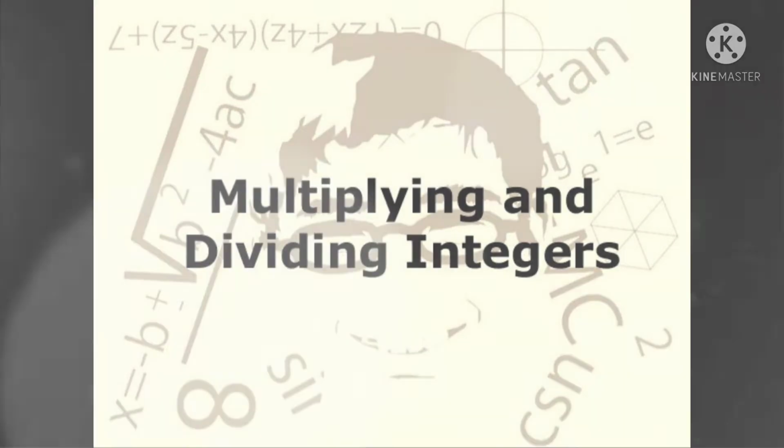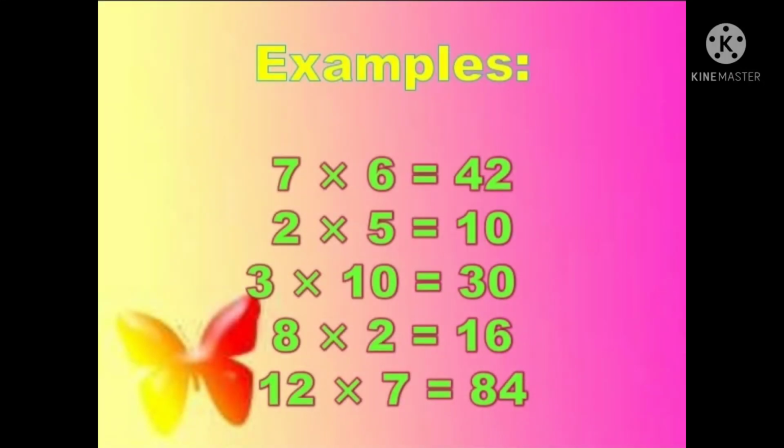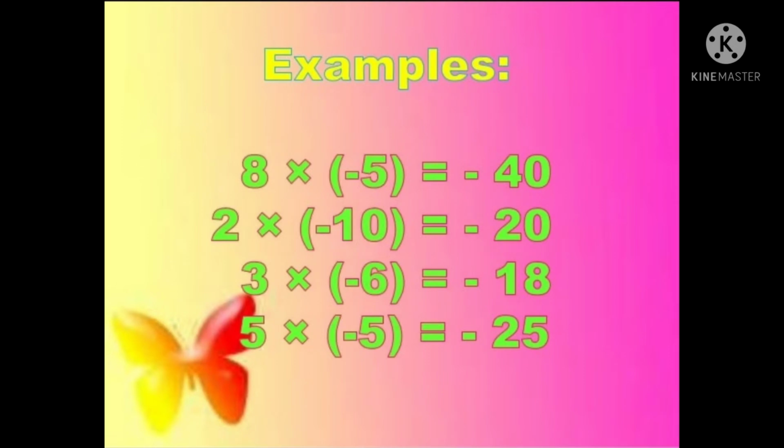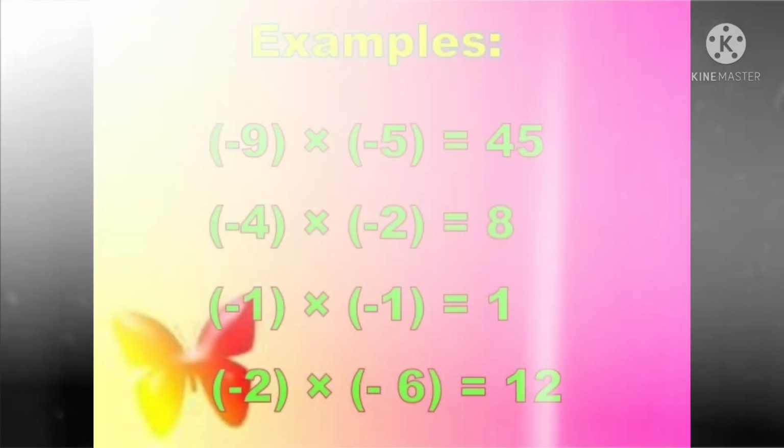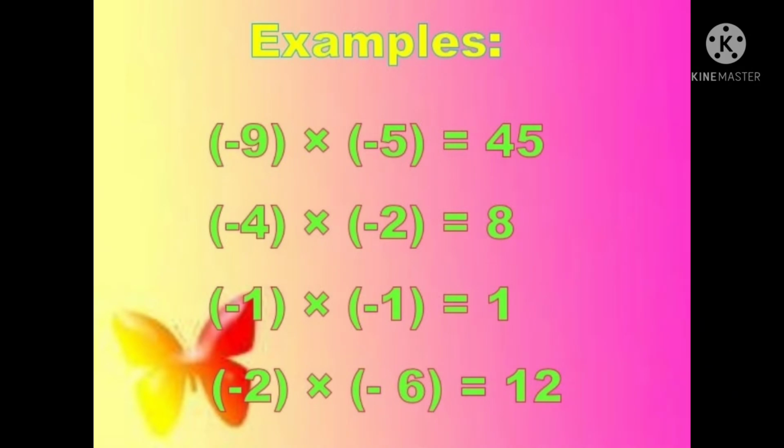Multiplying and dividing integers. Look at the given examples. The integers are both positive, so the result is also positive. Here are some examples. The integer is a positive multiplied by a negative integer, and the product is a negative integer. Here are other examples. As you can see, the given integers are both negative, but the product is positive.